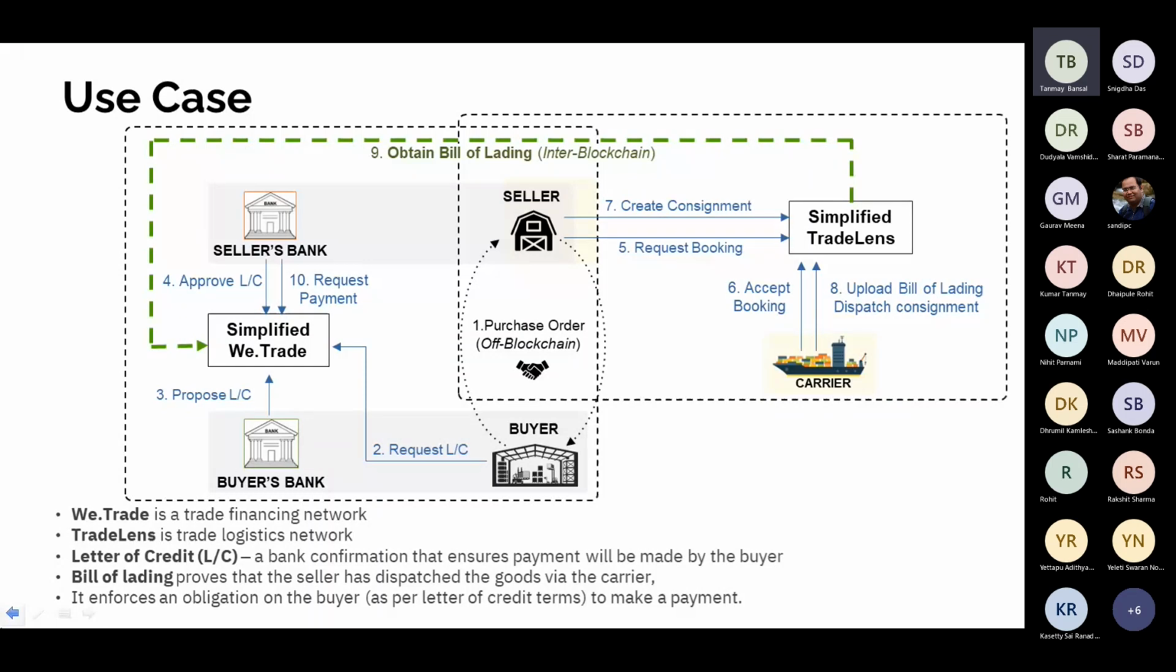If you look at this example, we have this seller, which is part of both the networks. But this bill of lading has to move; that is a data transfer that has to take place from the STL blockchain to the SWT blockchain. That is the context in which we are talking about this interoperability. It enforces an obligation: the bill of lading places an obligation on the buyer to make a payment. So that is the situation, and how this can take place is what we are talking about.